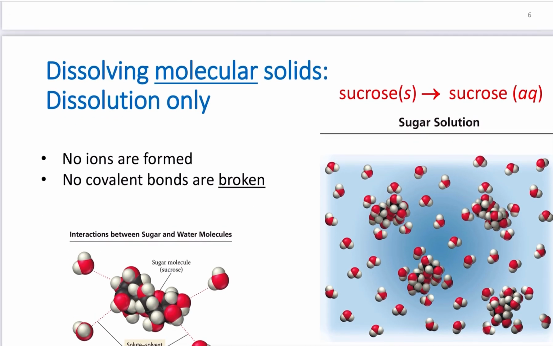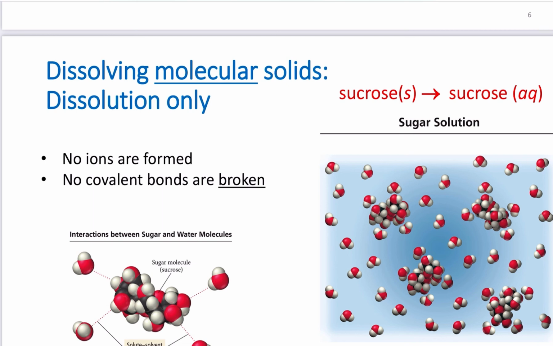And lastly, dissolving molecular solids. This is a dissolution-only process. What do I mean by molecular? I mean something that consists of just non-metal species. We'll talk about how you identify metals, nonmetals, and metalloids in first semester. You'll get to it very quickly in first semester. But molecular solids don't break apart. They just dissolve. So no ions are actually formed here. No covalent bonds are broken.